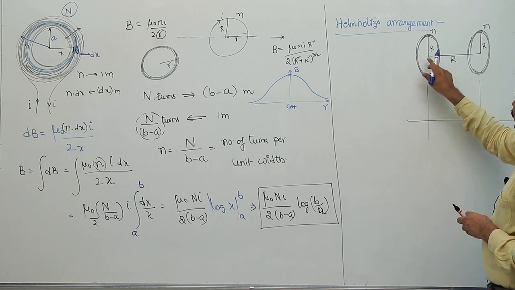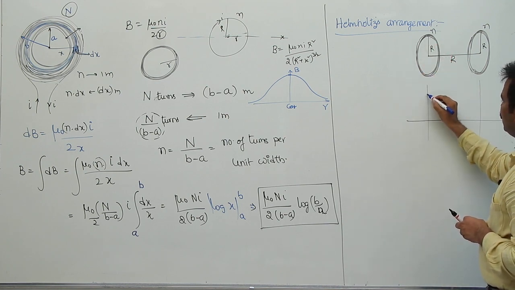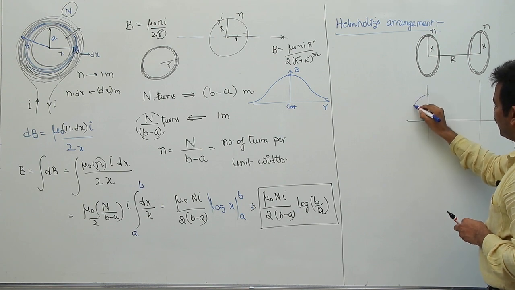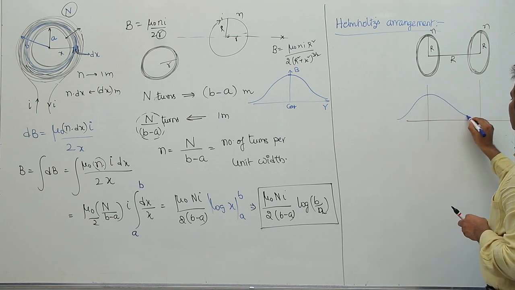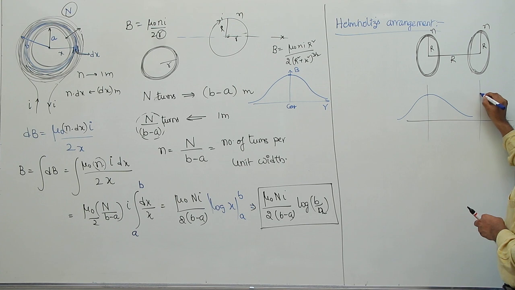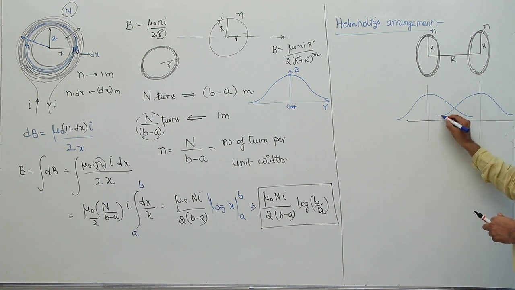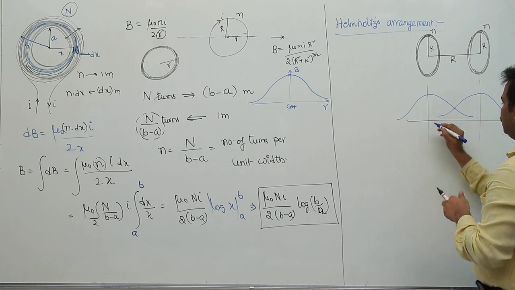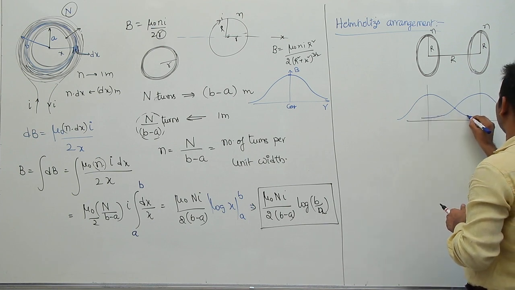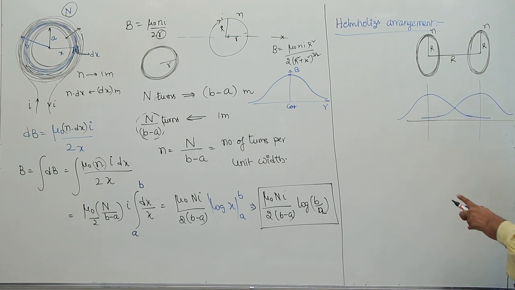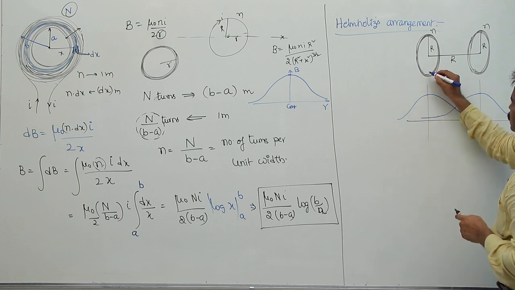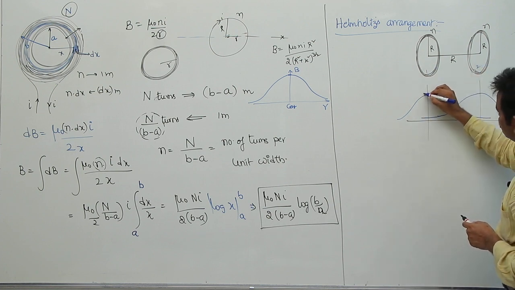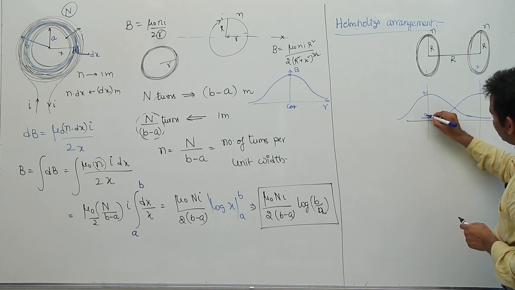We know that the magnetic field due to a single coil will be maximum at its center, and on either side it will gradually decrease. Similarly for the other coil, the magnetic field will be like this, and gradually it will decrease. But if you observe here, the sum of the magnetic fields due to these, I am going to draw the diagram like this. This will be the diagram. Now this is the magnetic field due to the first coil, this is the second coil. So this is B1, this is B2.